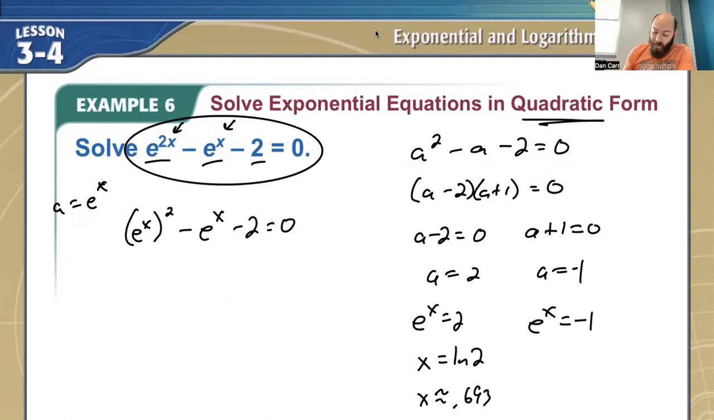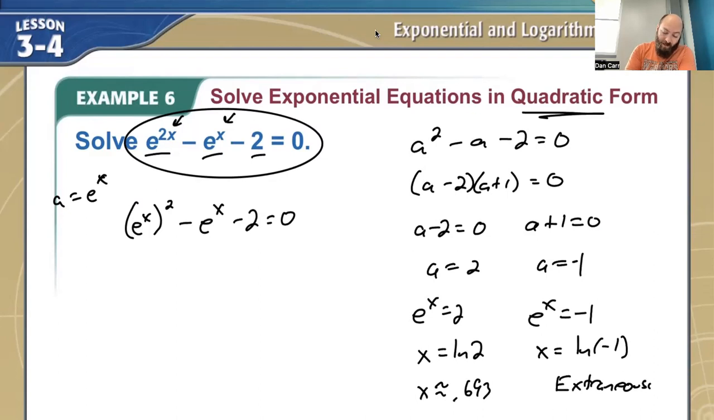Now, e to the x equals negative 1 would be the same as taking the natural log of negative 1. However, if I plug that in my calculator, I get an error. So this one is actually extraneous. We always want to check for extraneous solutions with our logarithms because we cannot take a natural log or a regular log of 0 or a negative number. So that doesn't even count as an answer. I only get one answer here, and that's 0.693.